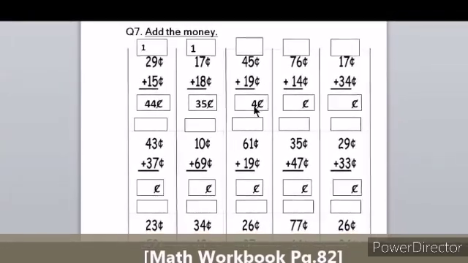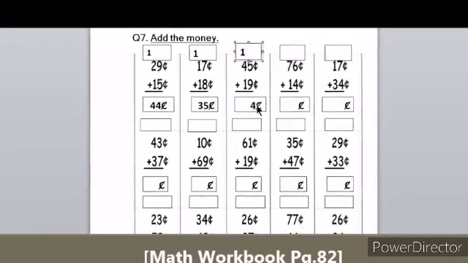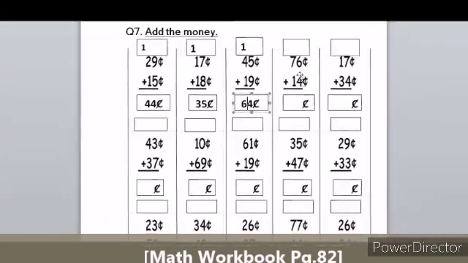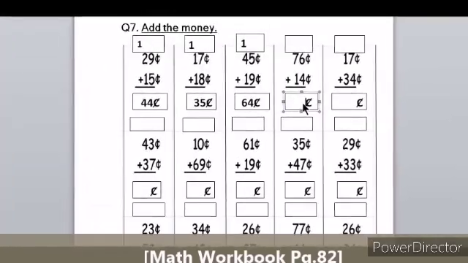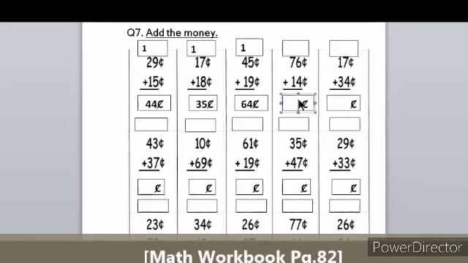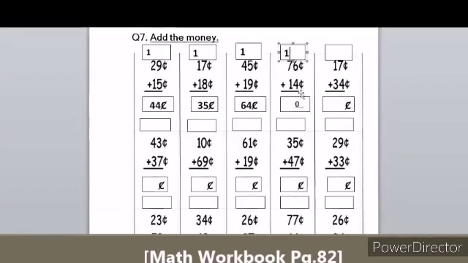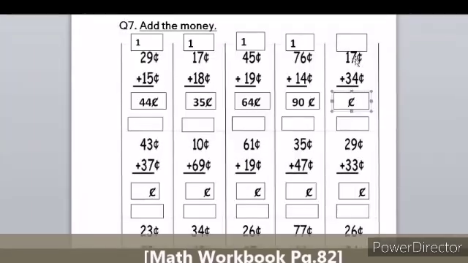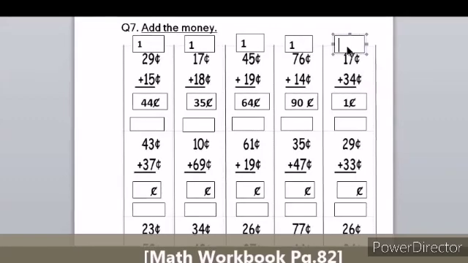Now see here 9 plus 5 is 14. 4 you will write here and 1 on the top. 1 plus 4 plus 5, 1 is 6. 64 cents. 6 plus 4 is 7, 8, 9, 10. So 0 you will write here. 6 in mind, 4 in fingers. 7, 8, 9, 10. 0 you will write here. 1 on top. So the answer is 1 plus 7 is 8. 8 plus 1 is 9. 90 cents.